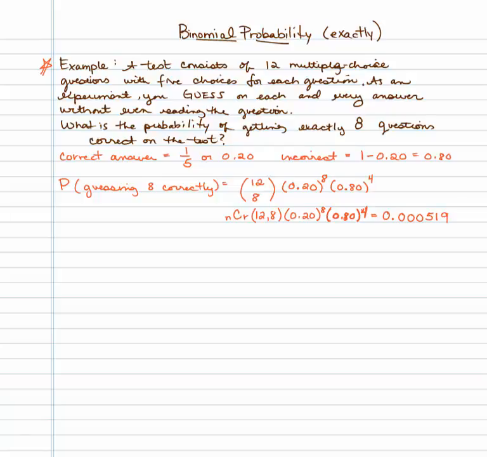And it looks like it's not even a percent if I were to move the decimal place over. The probability of getting 8 questions correct on this test is so small. 0.5 would be a 50% chance of this happening. Not even that. It's very close to 0.